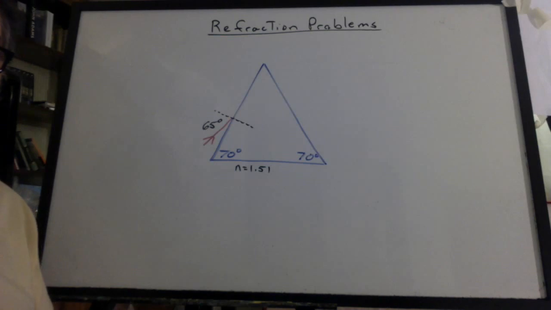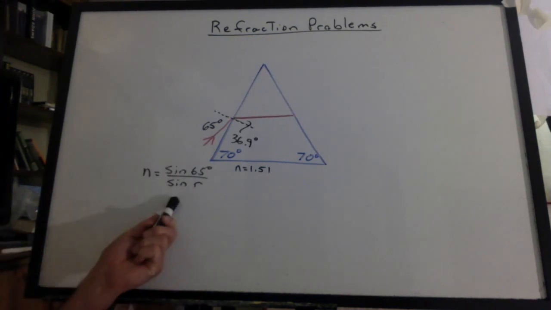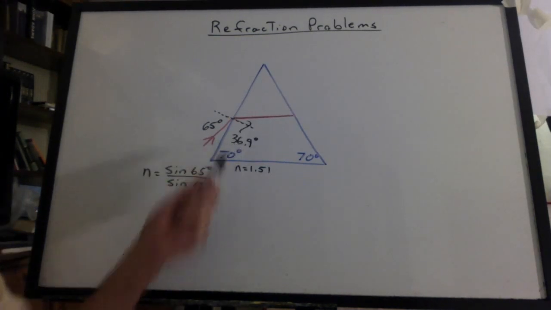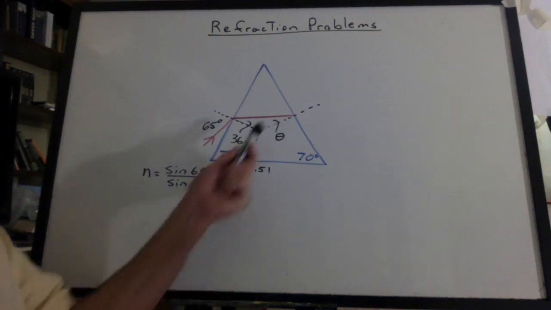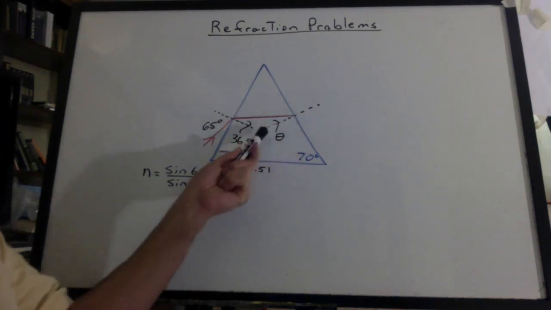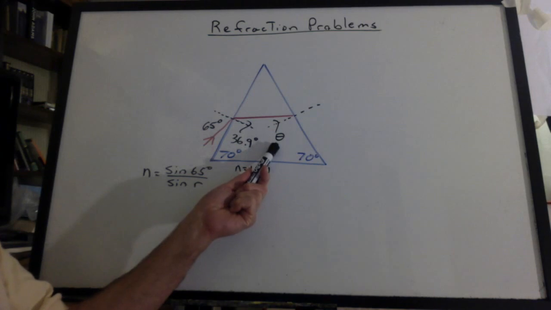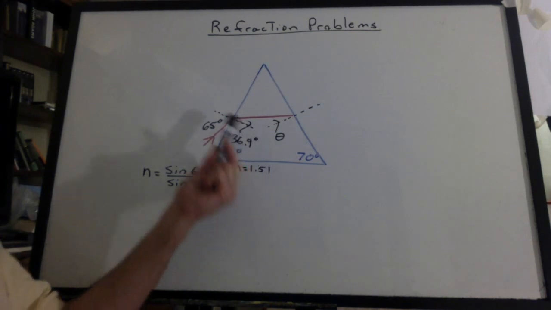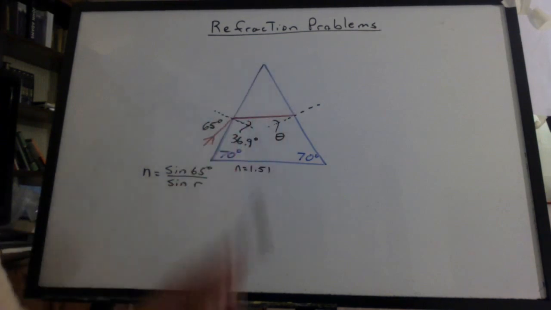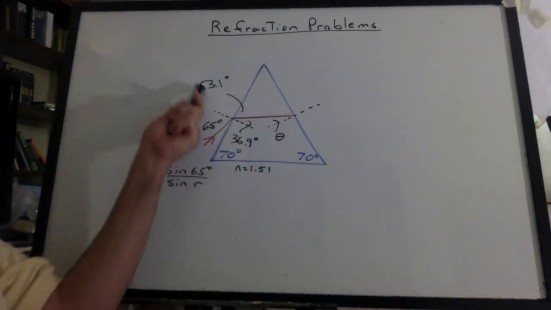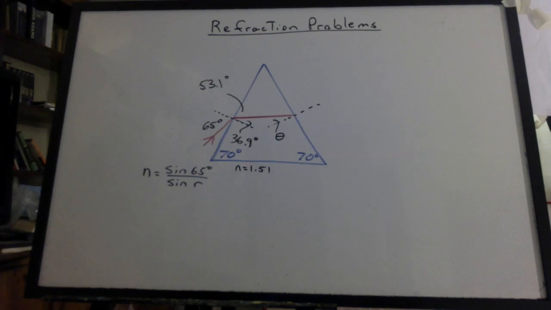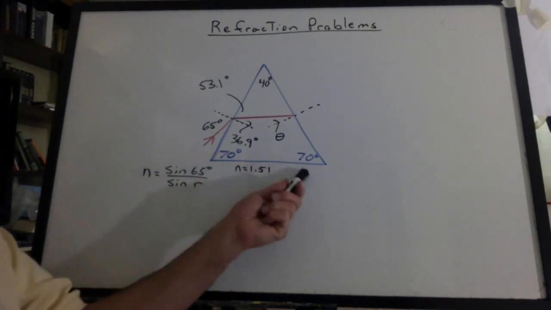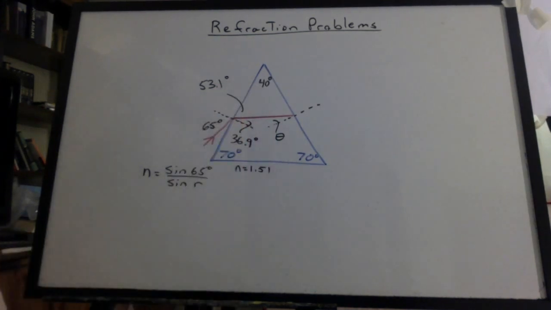Okay, here we go. Setting this up, we get 36.9 degrees. It strikes this side. We draw on the normal line. We need that angle to figure out what's going to happen now. How do we get that angle? Well, look, we have a triangle up here. That's got to be 53.1 degrees. If these two are 70, that's 40 degrees. Now we can figure out what that is.